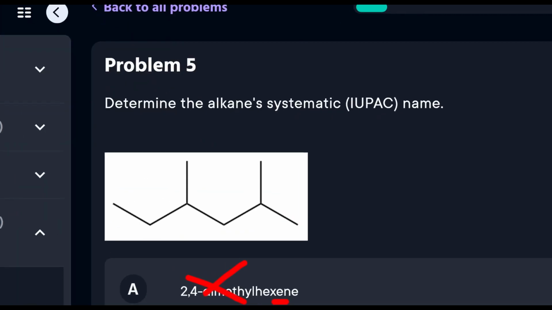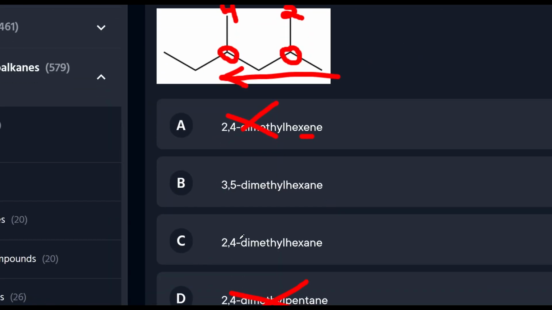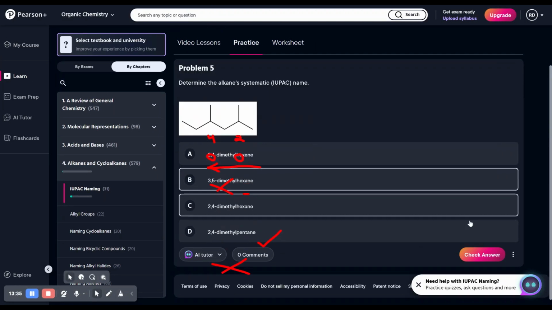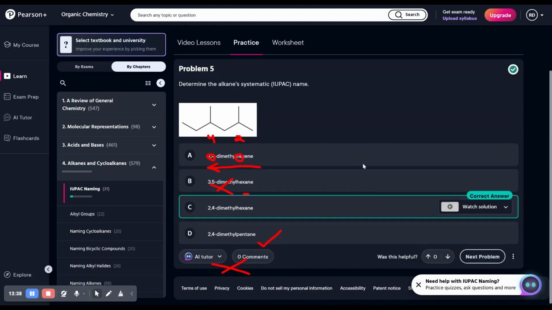All right. So it is a hexane, and we have two methyl groups. One on the 3 if you're reading left to right, and one on the 5 reading left to right. Reading right to left, we have one on the 2 and one on the 4. So because reading right to left gets us our lowest number, we're going to read right to left coming this way, and we're going to have 2,4 dimethyl hexane. And that is number C right here. So this is going to be our correct answer. Of course, let's double check because you never know. And that is correct.